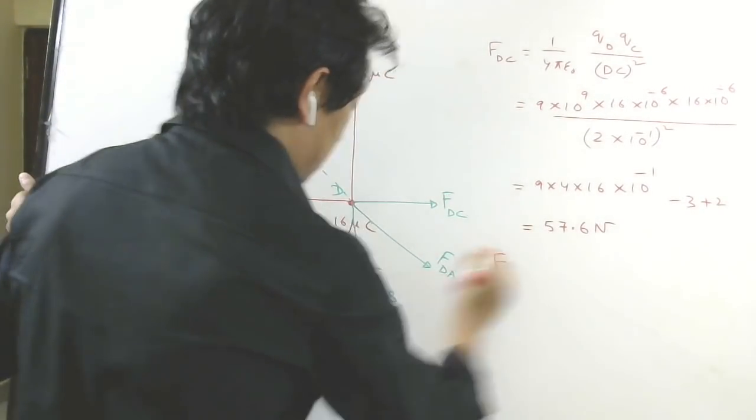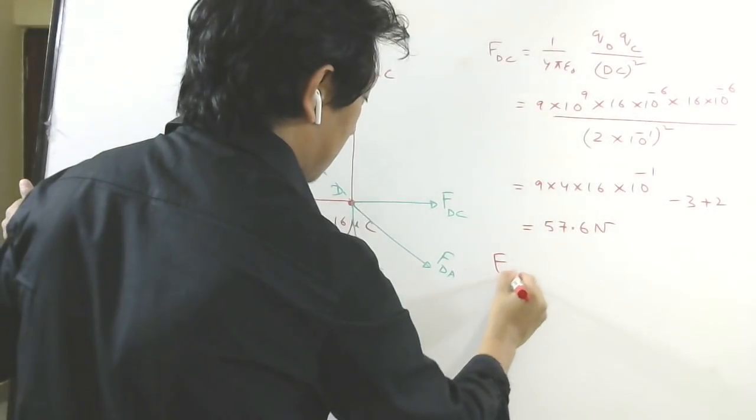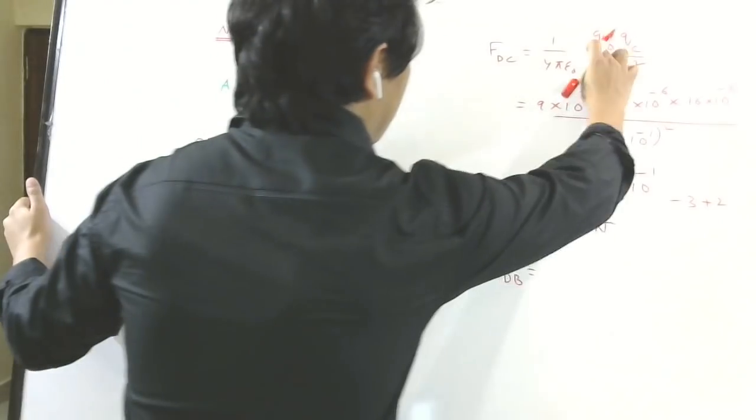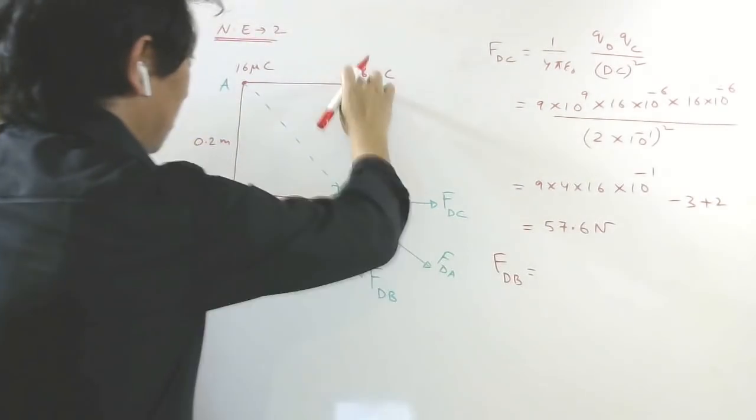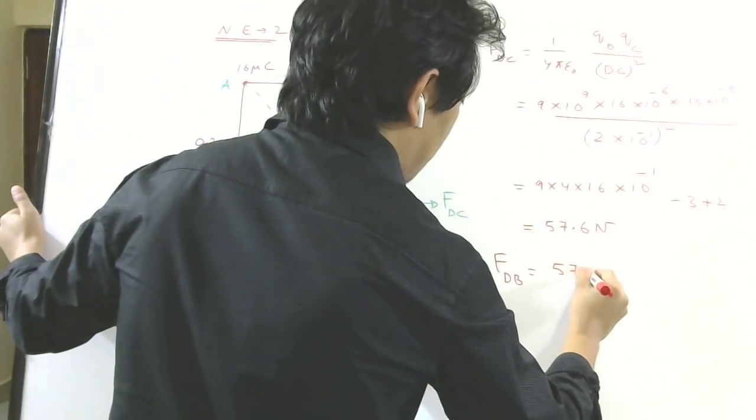What will be the force on D by B? Same. Why same? Charges are same, distance is also same. This distance and this distance are the same. So 57.6 Newton.